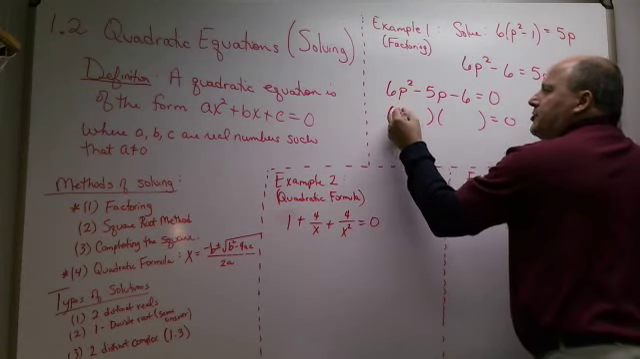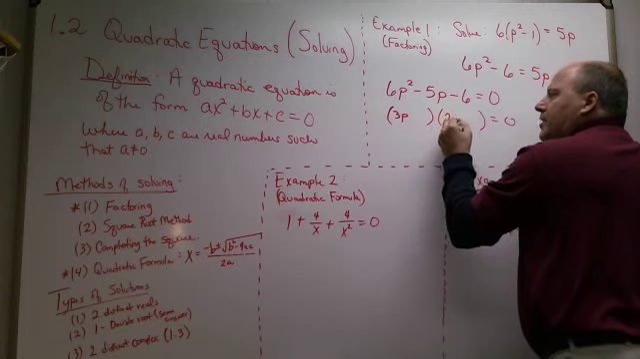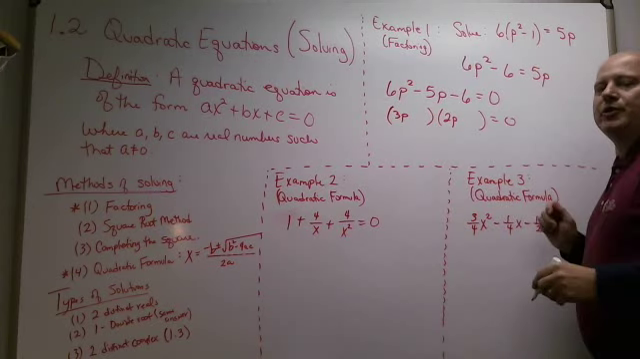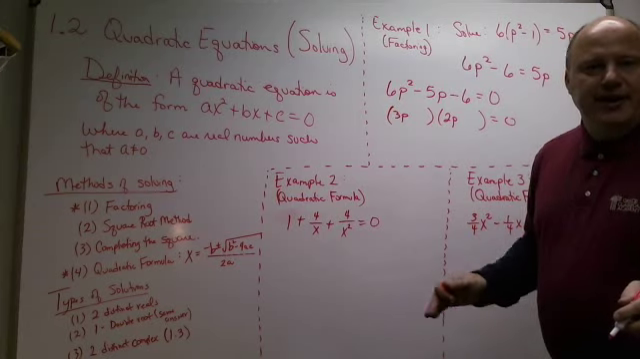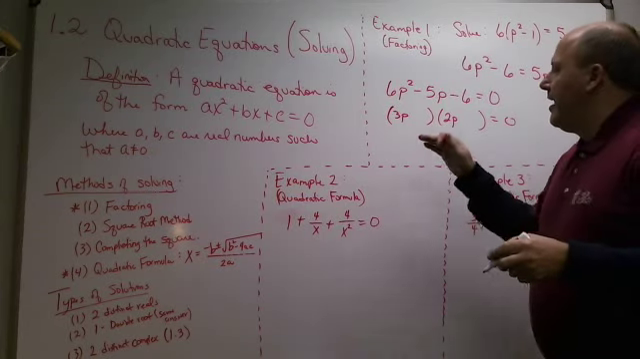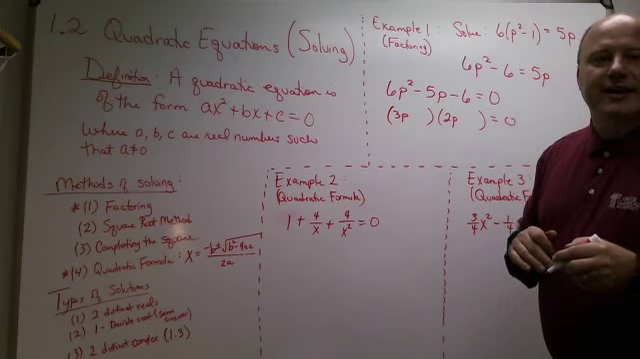So 6p squared is 3p and 2p. And I know some of you guys have probably learned the AC method. I'm just going to do the guess and check method. If you know the AC method, that's great. If you don't, just do the guess and check method like I do.